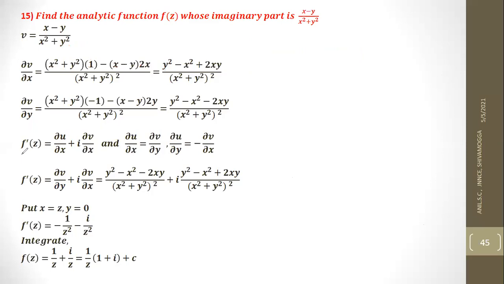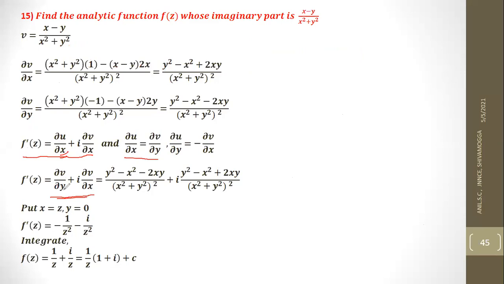Next, second rule. Consider f dash z is equal to del u by del x plus i into del v by del x. Use CR equations here. We do not have del u by del x here, therefore this is to be replaced. Del u by del x is equal to del v by del y, by using CR equations. Replace del u by del x by del v by del y and the rest as it is.